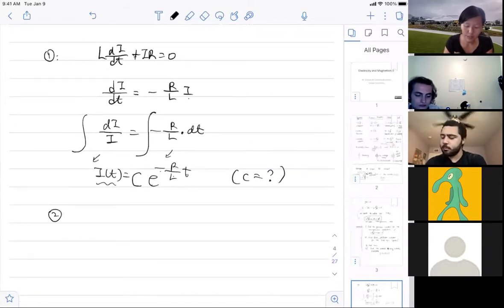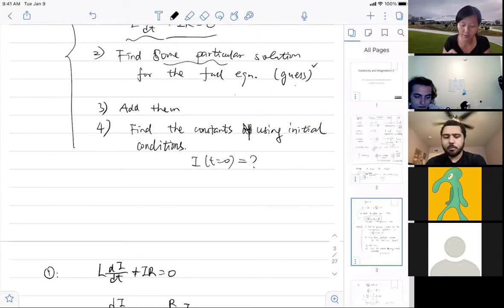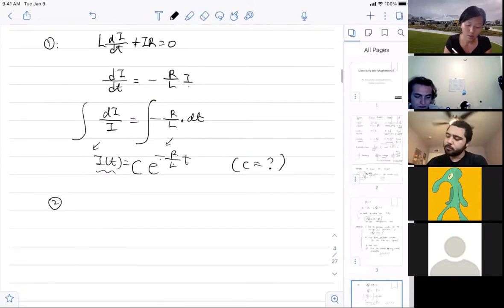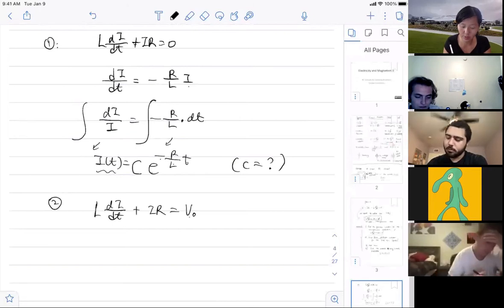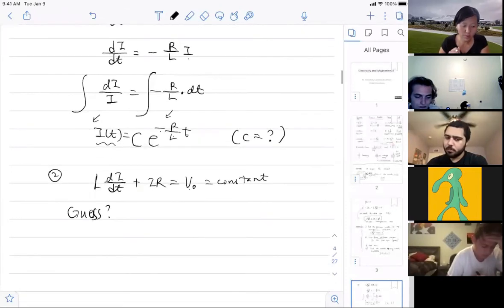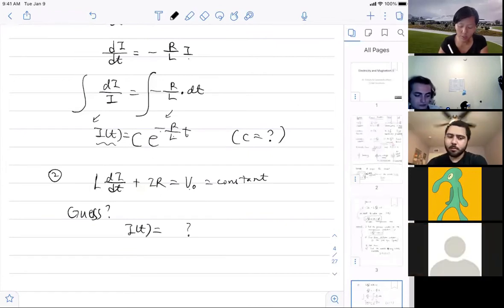Okay, so that's the first step. Second step, we need to find a particular solution that satisfies the full equation. Let's rewrite it here. This is our original full equation, L di/dt plus IR is equal to V of the battery, V naught, which is some kind of constant. So here you can guess. What might be a reasonable guess for the current that might satisfy this equation? Anybody would like to guess?